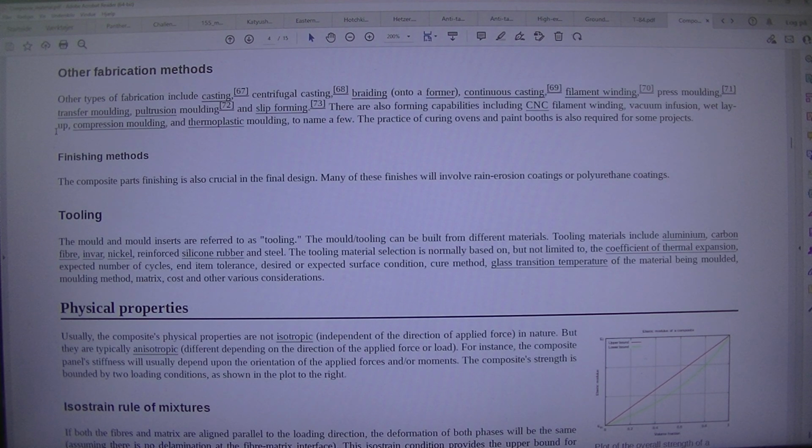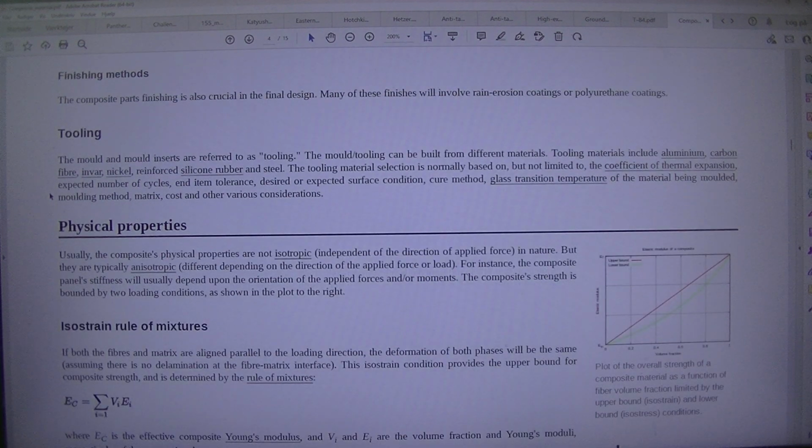73. There are also forming capabilities including CNC filament winding, vacuum infusion, wet layup, compression molding, and thermoplastic molding, to name a few. The practice of curing ovens and paint booths is also required for some projects. Finishing methods. The composite parts finishing is also crucial in the final design. Many of these finishes will involve rain erosion coatings or polyurethane coatings.